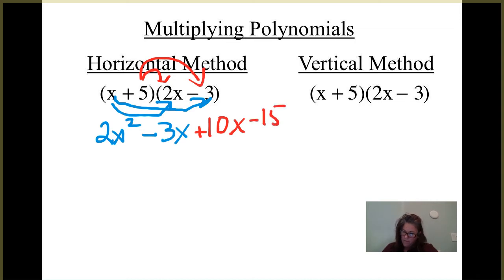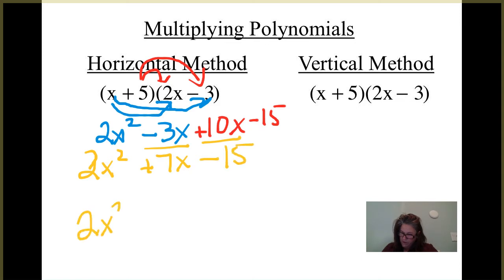Now, I combine my like terms. My squared term, 2x squared, can't combine with anything else, so I'm left with 2x squared. My negative 3x and positive 10x make positive 7x, and I'm left with negative 15. So the final answer is 2x squared plus 7x minus 15. Take a minute and copy that if you need to, because I'm going to erase this.